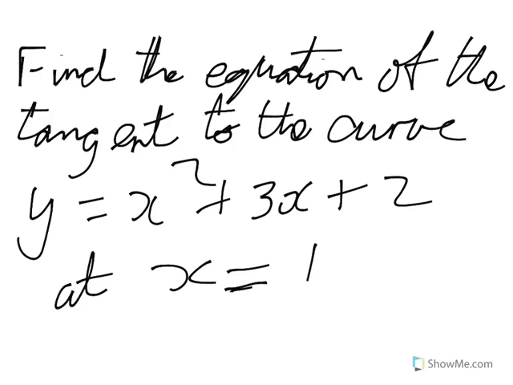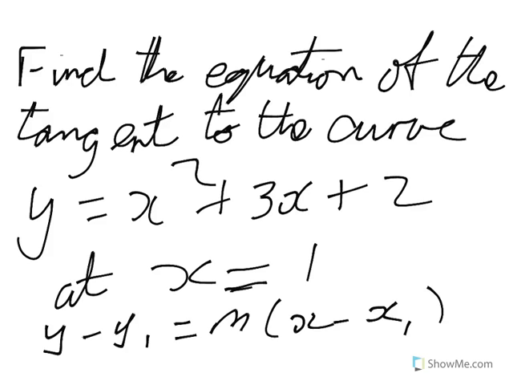Okay, so the question here says find the equation of the tangent to the curve y equals x squared plus 3x plus 2 at x equals 1. So we're going to be using y minus y1 equals m(x minus x1). So there's a couple of things we need. We need to know a y value, and we need to know a gradient.